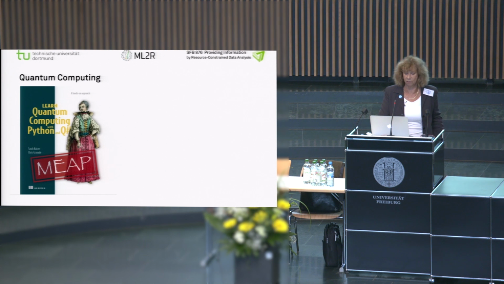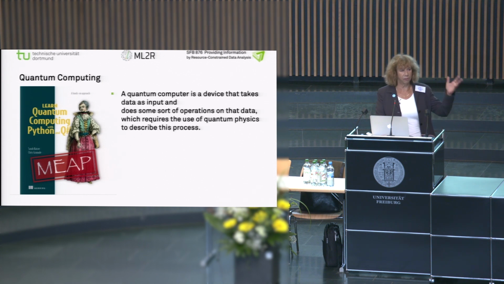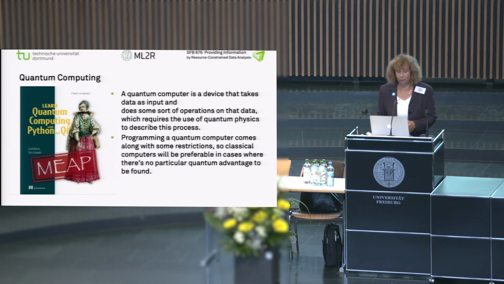For instance, there is a book on quantum computing that you can always access on the internet, and it is written all the time, so it can be changed, enhanced, and so on. And I think it's a good idea to have books kind of living. And there is a definition, and well, in the coffee break we can discuss it. I find it funny. They say a quantum computer is a device that takes data as input and does some sort of operations on the data, which requires the use of quantum physics to describe this process. So only the description is physical. Okay, and then programming a quantum computer comes along with some restrictions. So classical computers will be preferable in cases where there is no particular quantum advantage to be found. Okay, that's what they say.